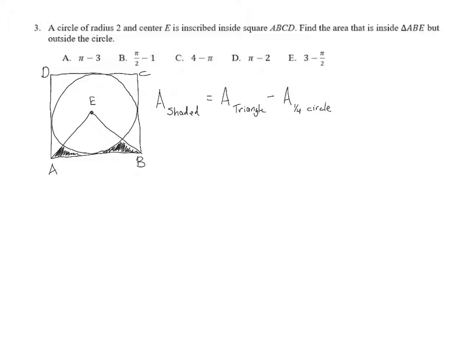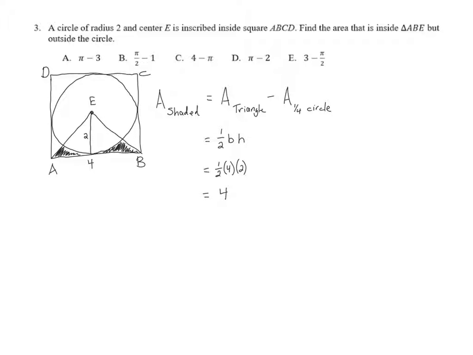Let's start with the triangle. The area of a triangle is 1/2 times the base times the height. Well, we know that the circle has radius 2. We can draw in this radius here. Because that's 2, we know the diameter of the circle is 4, which is also the length of the side AB. So 1/2 the base times the height is going to be 1/2 times the base, which is 4, times the height, which is 2. That's going to be 1/2 of 8, which ends up being 4.